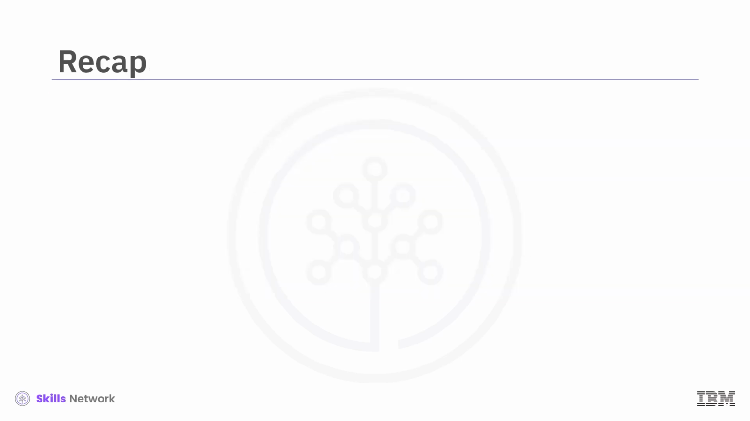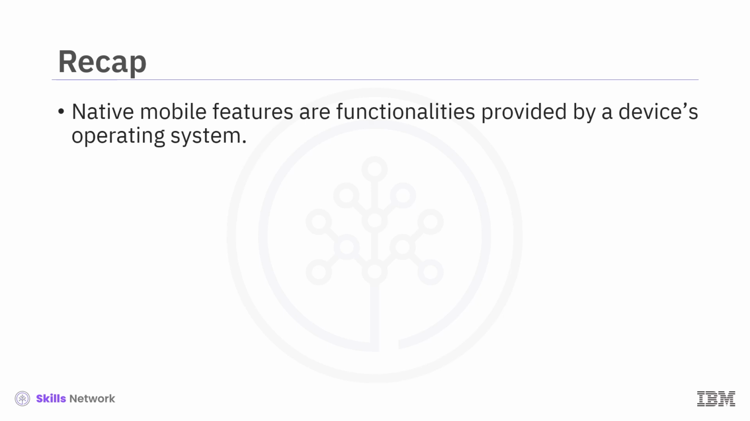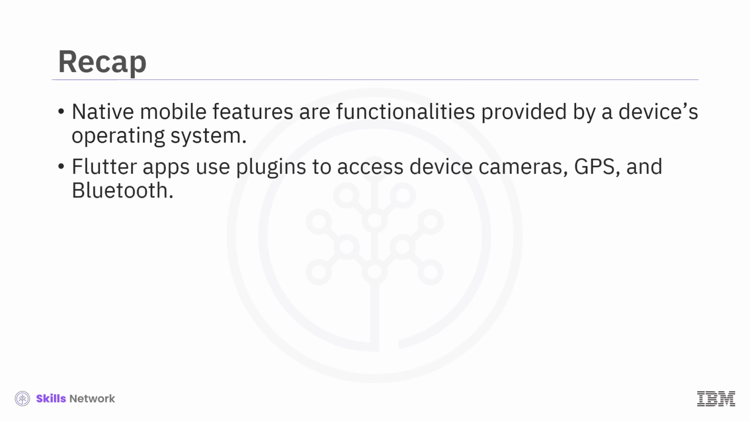In this video, you learned that native mobile features are functionalities provided by a device's operating system such as the camera, GPS, file systems, and sensors. Flutter apps use plugins to access device cameras for capturing images or barcodes, GPS data to determine a device's location, and Bluetooth to connect to other devices.